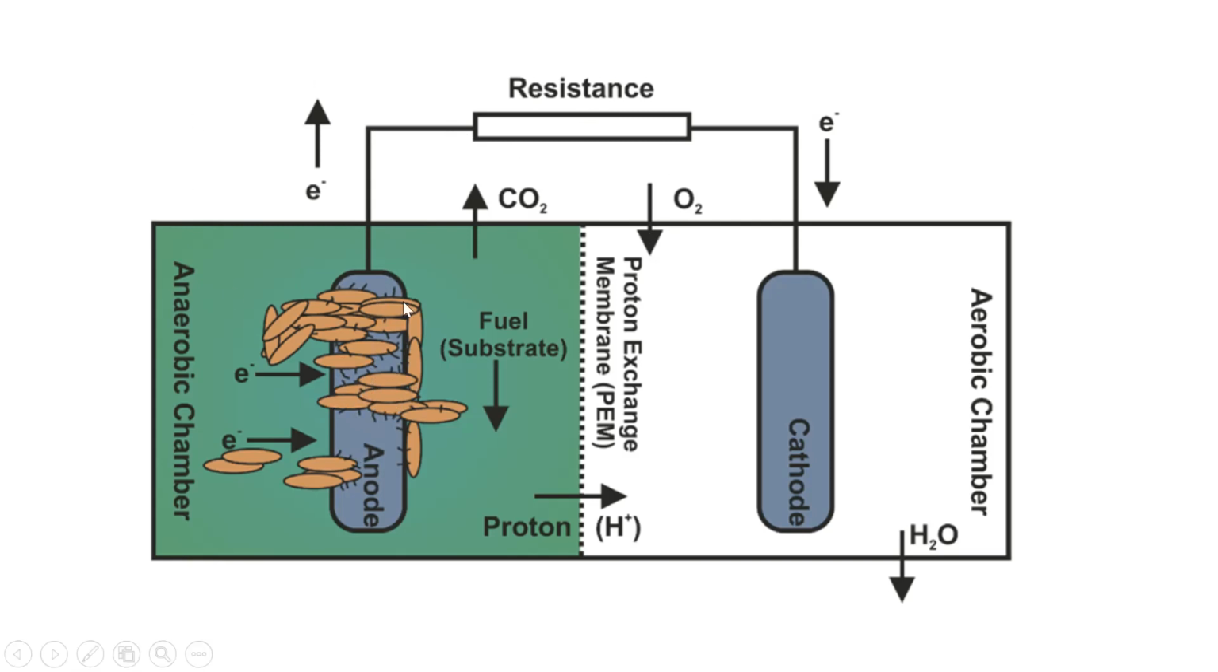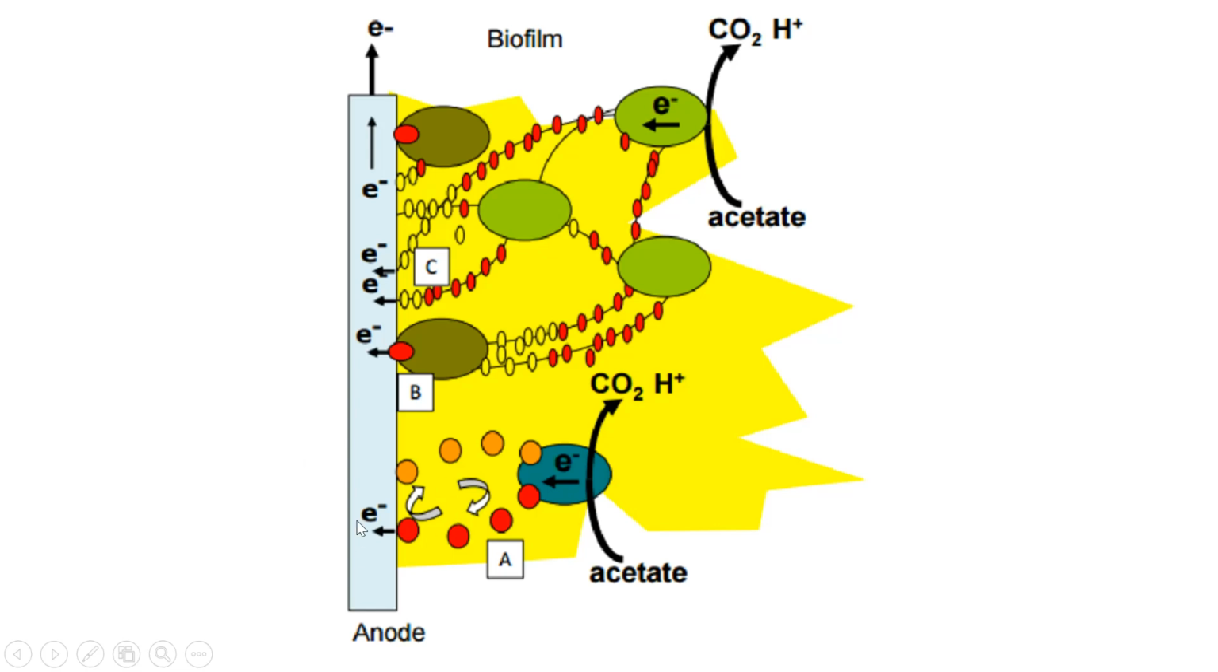The mechanisms involved in electron transfer to the anode are shown in this schema. A is an indirect transfer via a mediator from a fermentation product. B is a direct transfer via cytochrome c protein. And C is a direct transfer via conductive pili or nanowires.